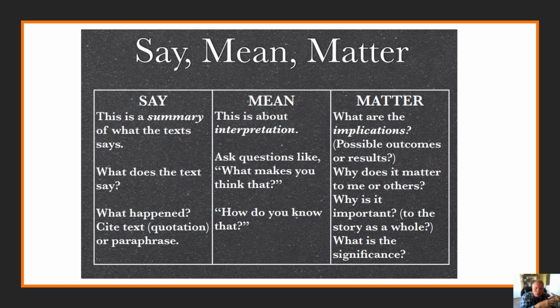First, you're going to tell us what's a summary. What's going on? What does the text say? Then, what does it mean? This is about interpretation. Then, we have matter. Why does it matter? What are the implications? Why does it matter to me or others? Why is this important? What is the significance? So say, mean, matter. So this is the easy part. This gets harder and this is harder, but we really need to understand why it matters.